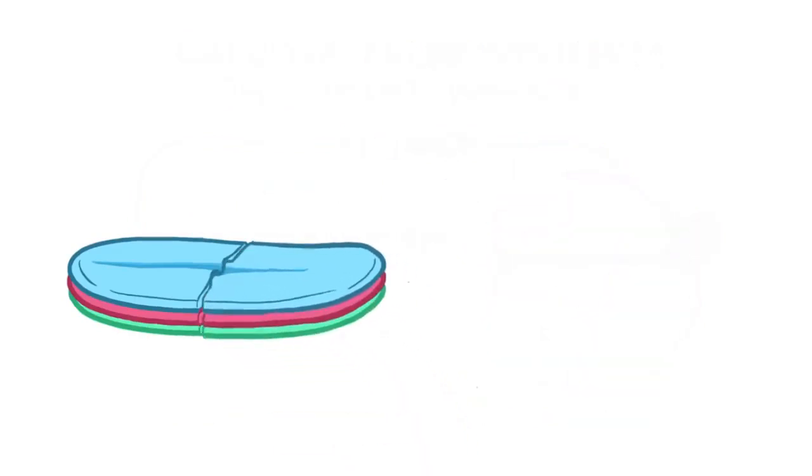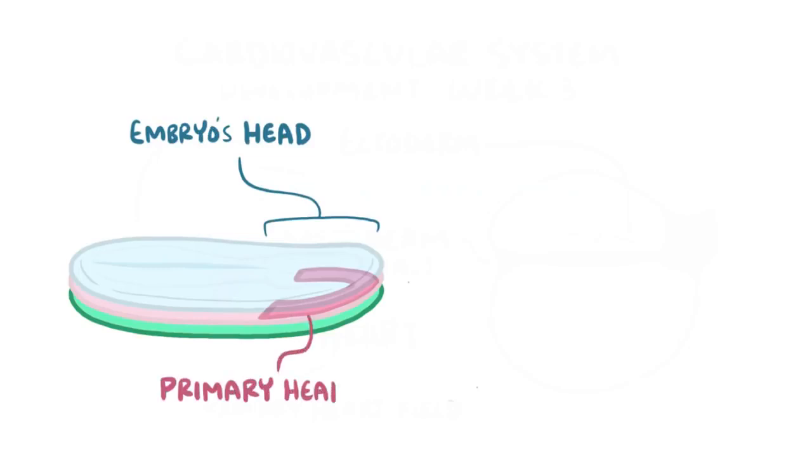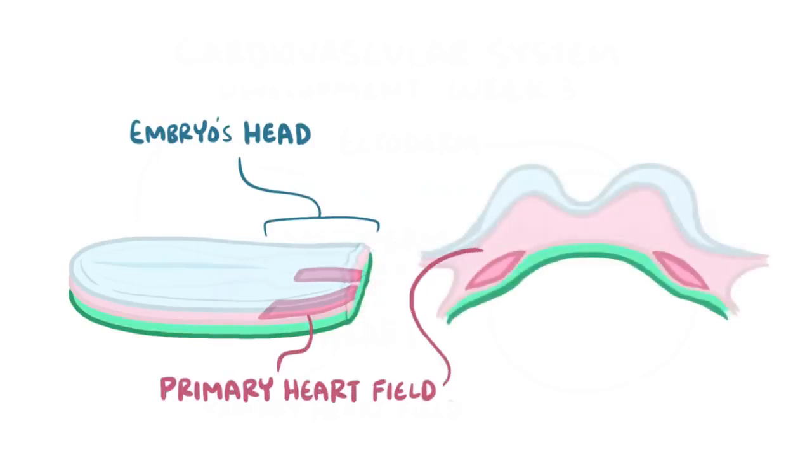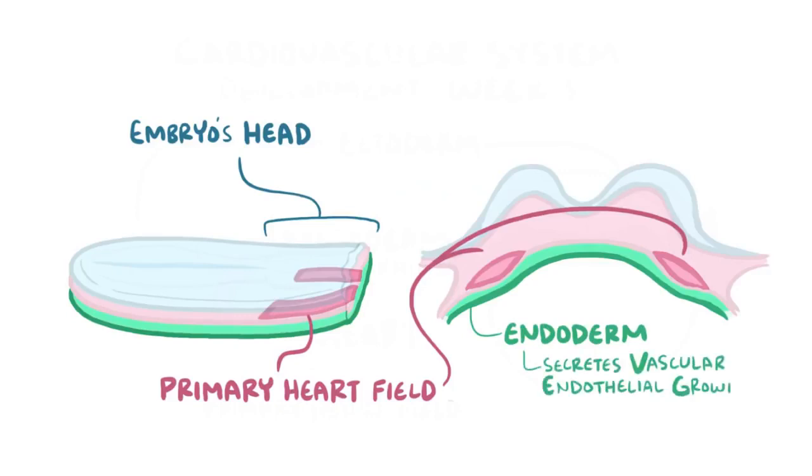Okay, so let's take a transparent look at the mesoderm of this 3-week-old creature. Mesoderm cells go through the primitive streak and make their way up to the embryo's head. And this forms an area that's called the primary heart field. And it's horseshoe-shaped and has two limbs, one on either side of the future brain. This region lies on a blanket of endoderm cells which secrete vascular endothelial growth factor, or VEGF for short.